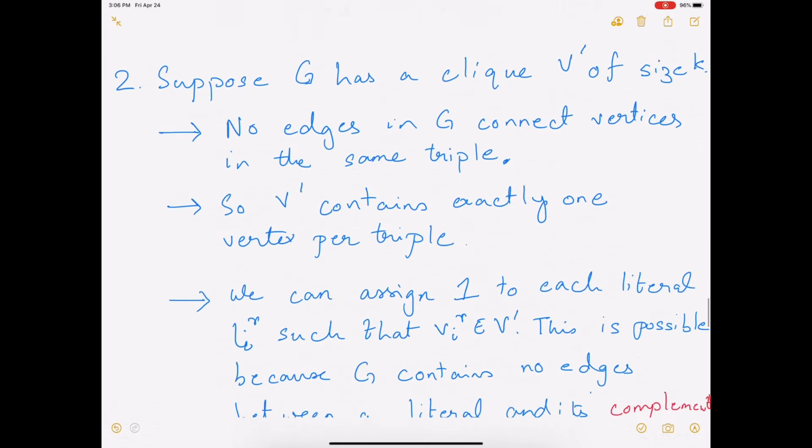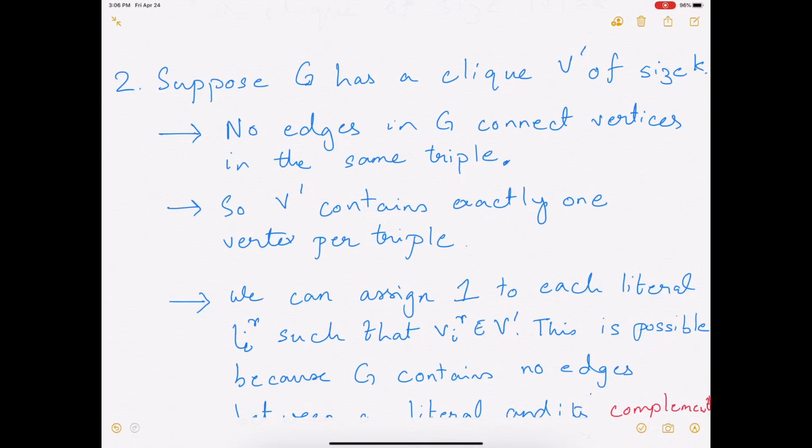Now we have to prove the other way. That is, suppose G has a clique of size k. Okay, so there's a clique V prime of size k, and we have to prove that the formula is satisfiable. Now, just by the construction, no edges in G connect vertices in the same triple. Therefore, V prime should contain exactly one vertex per triple.